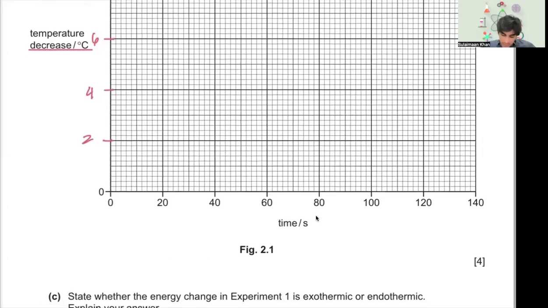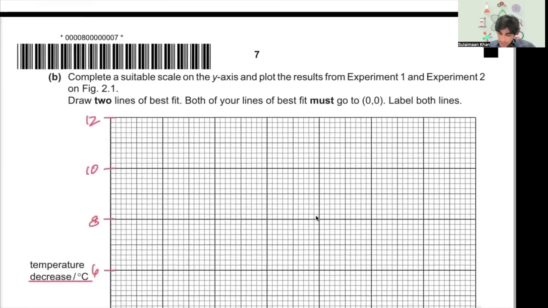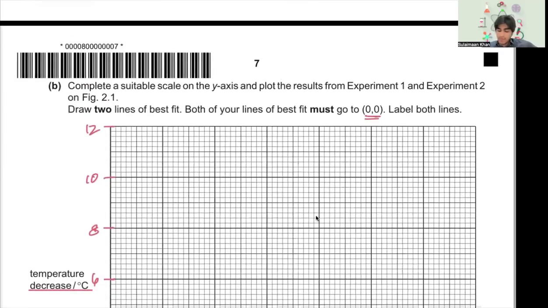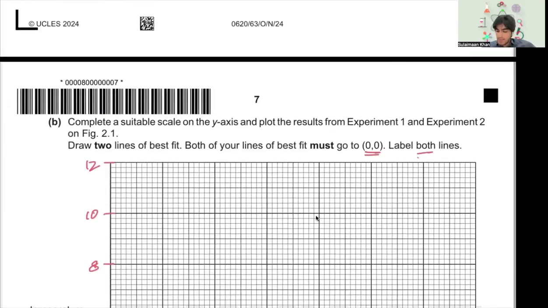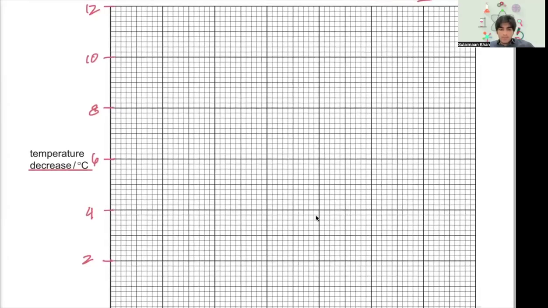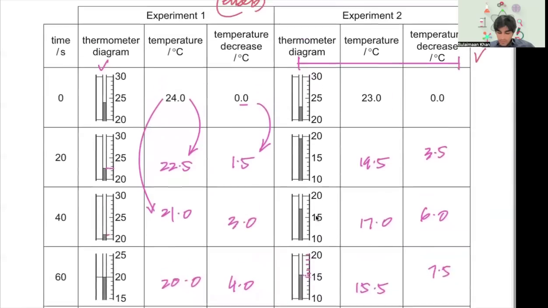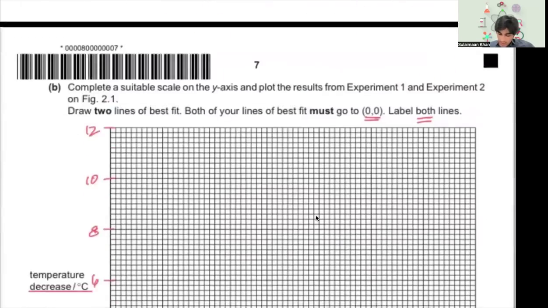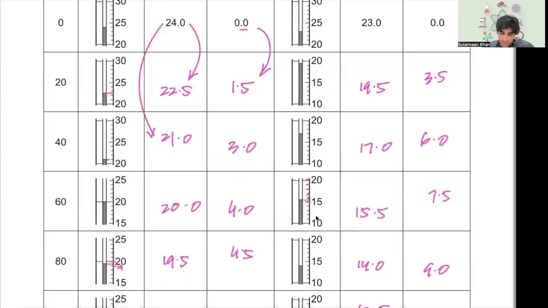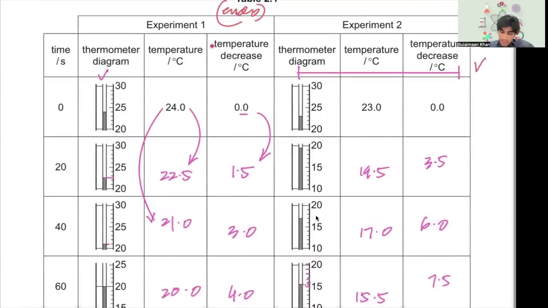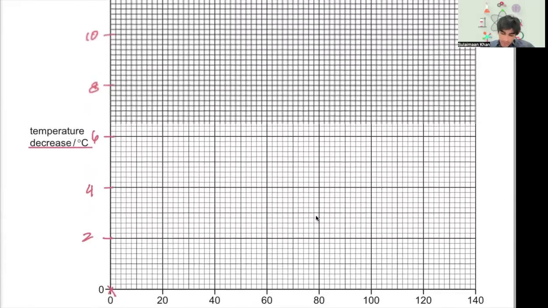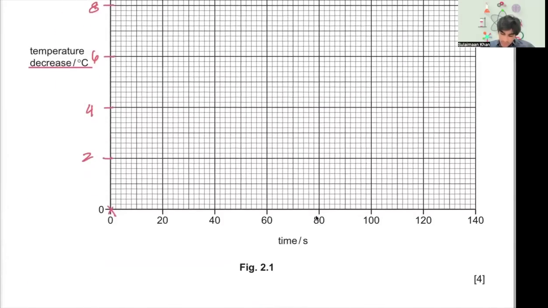At point 0, 0, it's 0, 0. He's saying the best fit must start from 0, 0, and label both the lines. On the x-axis, I have time, so be careful: time with temperature decrease. 0 pe 0, 20 pe 1.5. If this is 1, this is 1.2, 1.4, and 1.5 is right here.